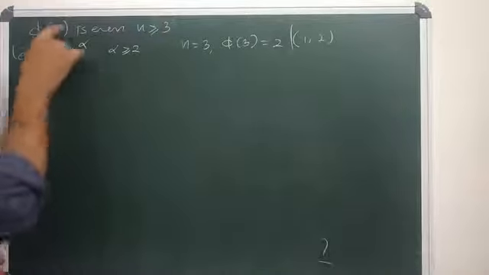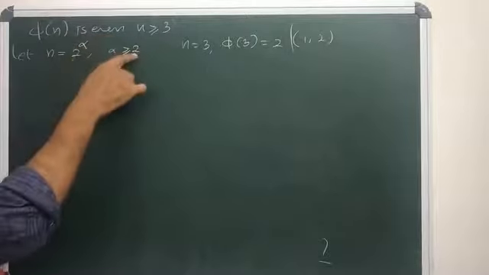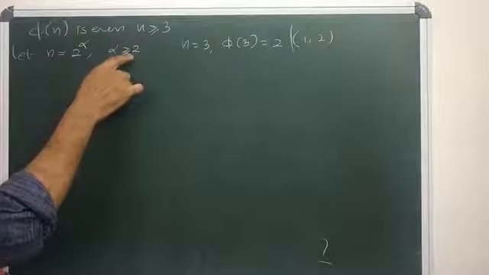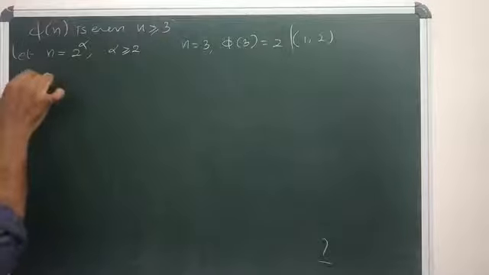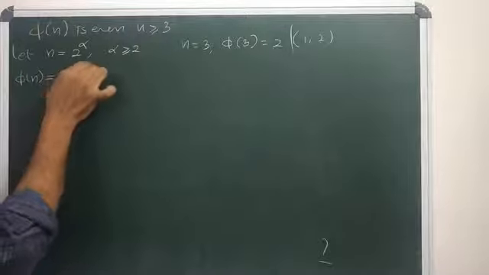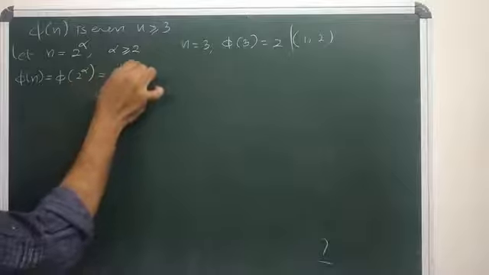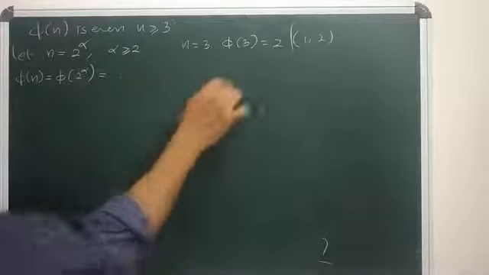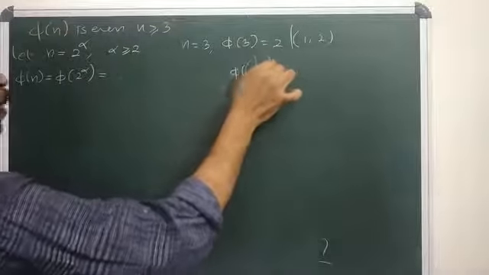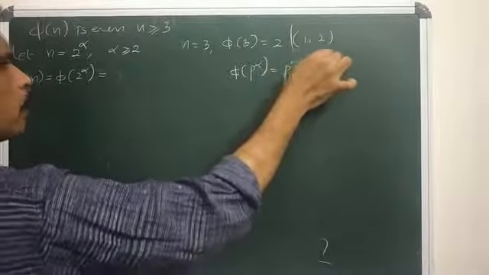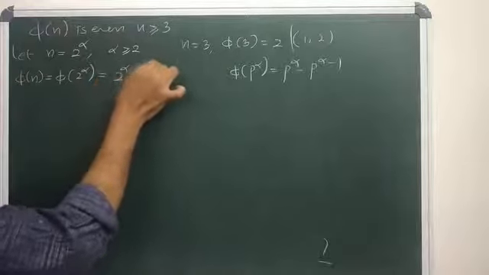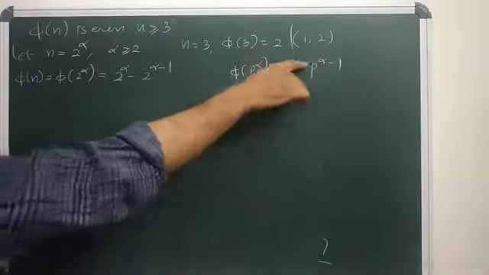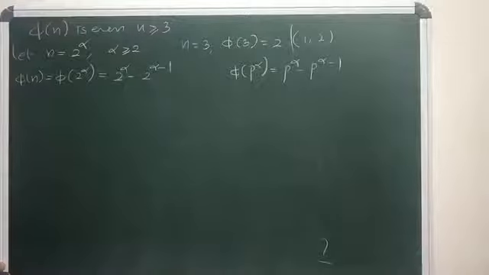Now let n equal 2 power alpha, for alpha greater than or equal to 2. Surely n is strictly greater than 3 itself. So what is phi of n? Phi of n equals phi of 2 power alpha. What is phi of p power alpha? We know that phi of p power alpha is p power alpha minus p power alpha minus 1. So here it is 2 power alpha minus 2 power alpha minus 1, where p is a prime, alpha greater than or equal to 1.